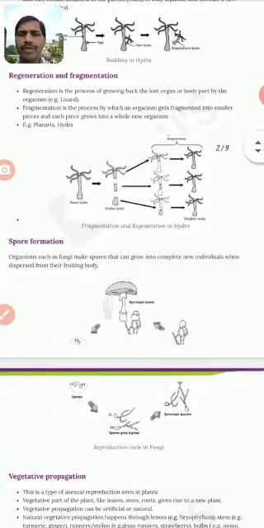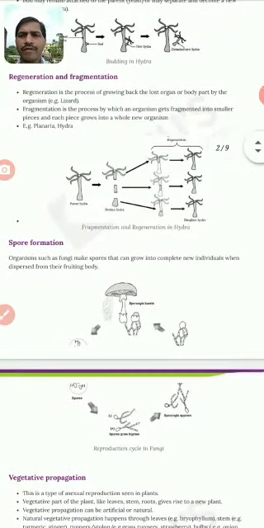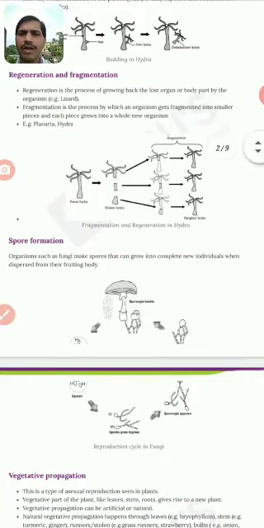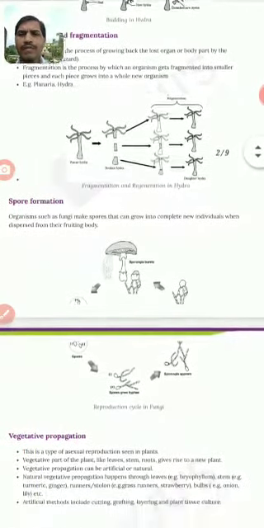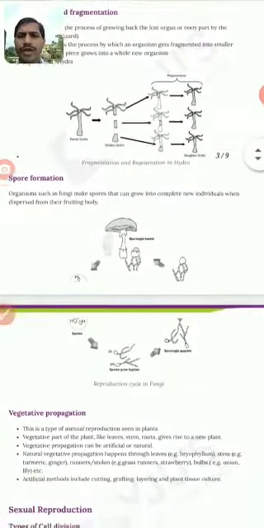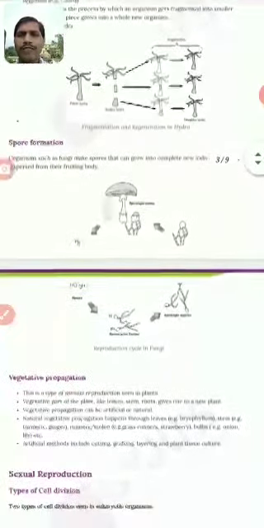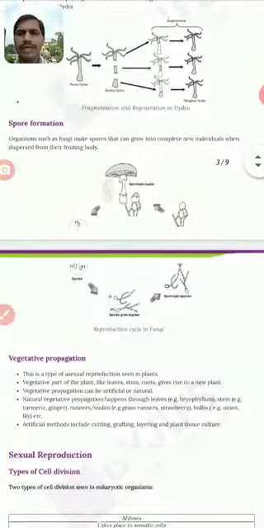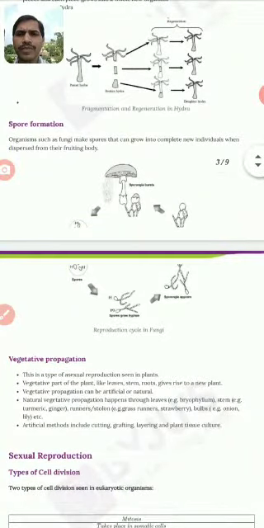Below you can see a picture of fragmentation and regeneration in hydra. Next one is spore formation. Organisms such as fungi make spores that can grow into complete new individuals when dispersed from the fruit body.